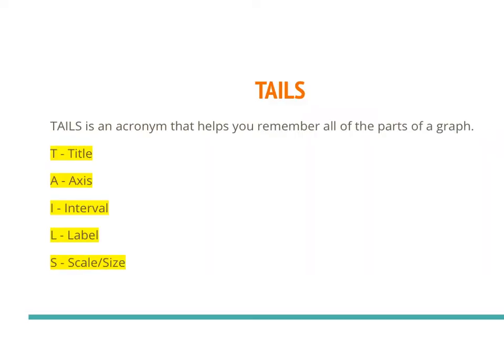When we're ready to graph our data, we use something called TAILS. TAILS is an acronym that helps you remember all the parts of a graph so that the graph is set up correctly. The T stands for title, the A stands for axes, the I stands for interval, the L stands for label, and the S stands for scale or size. As a quick reminder, make sure that you continue to copy anything that's highlighted in yellow onto page 3 in your science notebook.